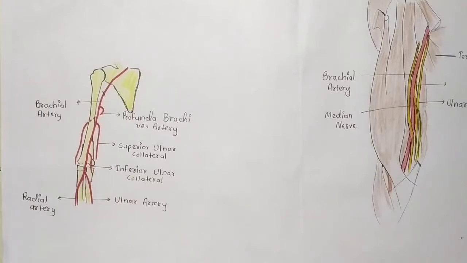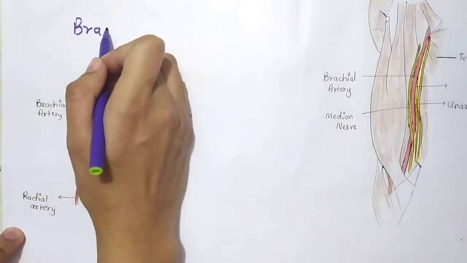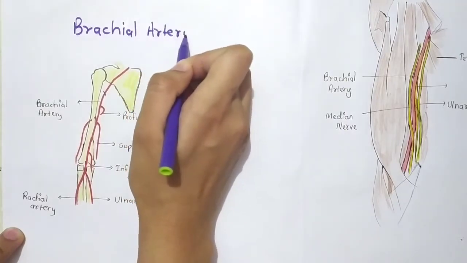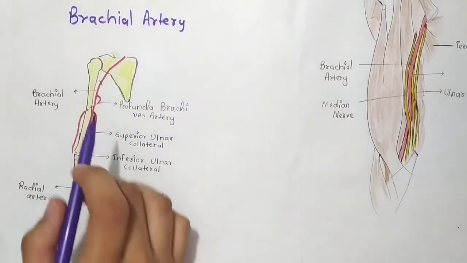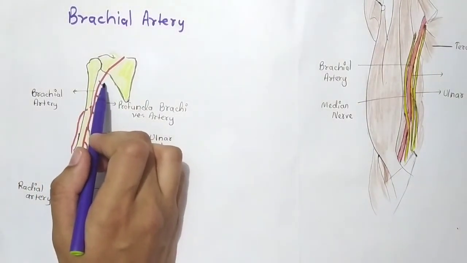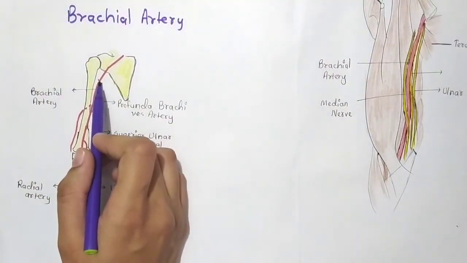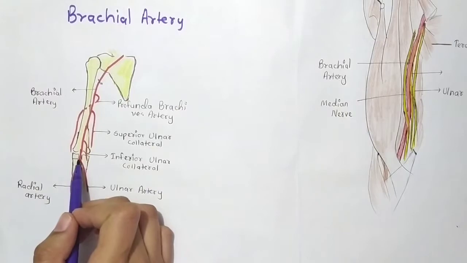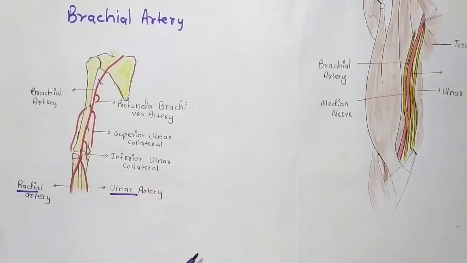For today's video, our topic is the brachial artery. This brachial artery starts from the lower border of the teres major muscle. It is a continuation of the axillary artery. Starting from the medial side, it runs downward, slightly laterally, and at the neck of the radius it terminates into two terminal branches, that is the ulnar artery and the radial artery. Its course is superficial throughout.